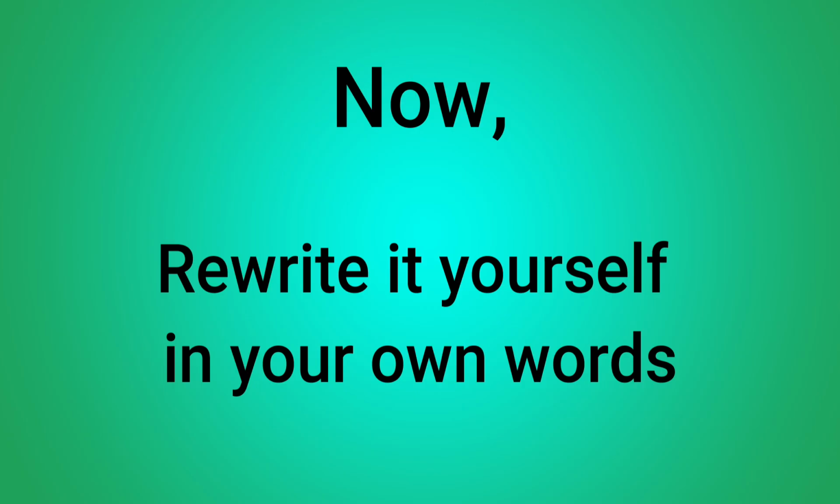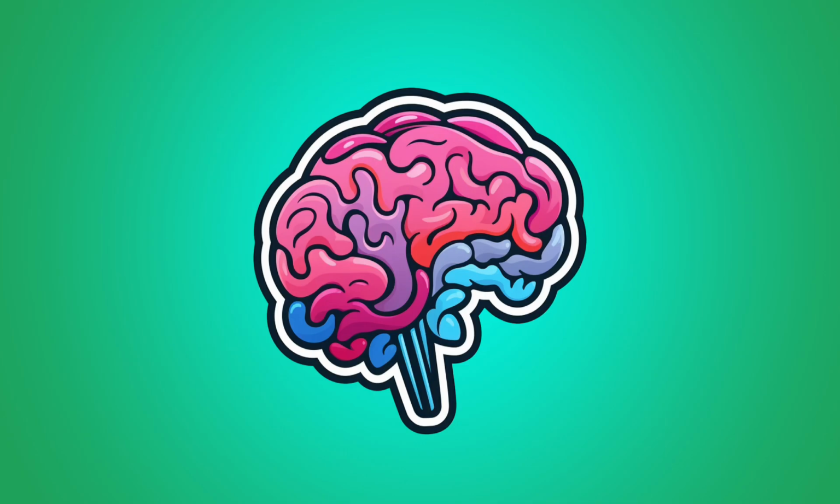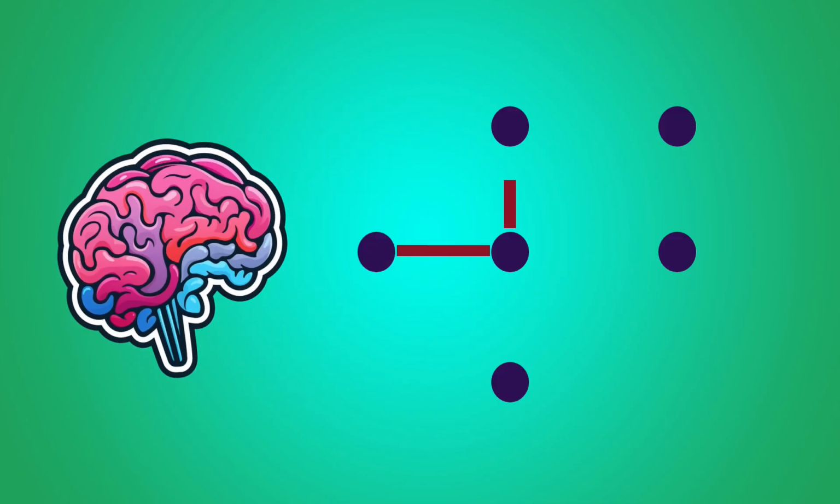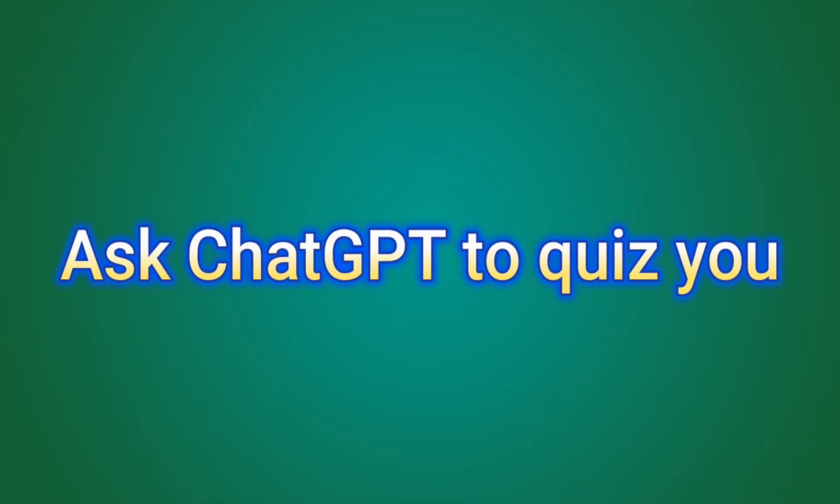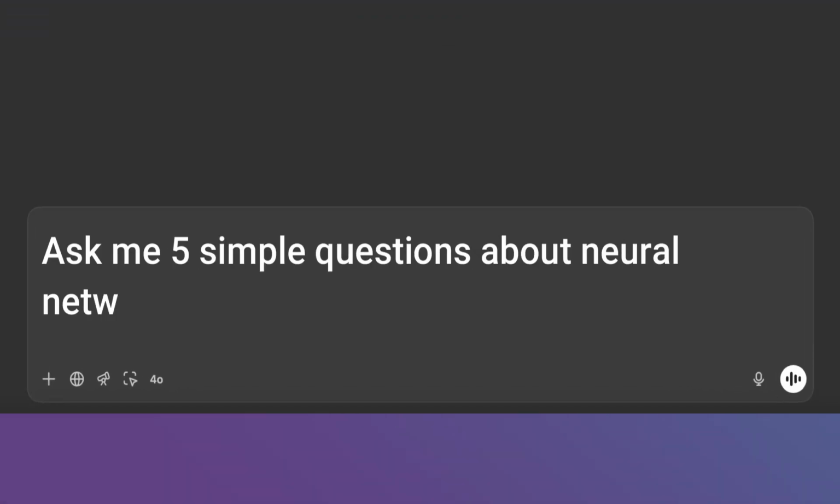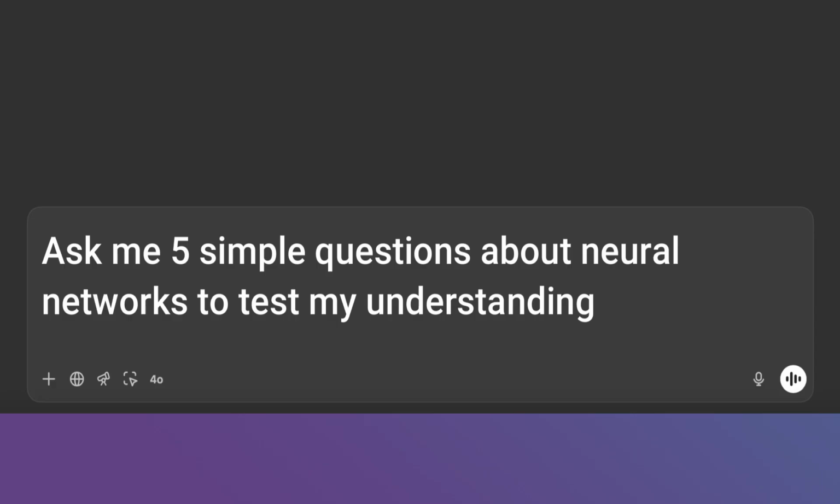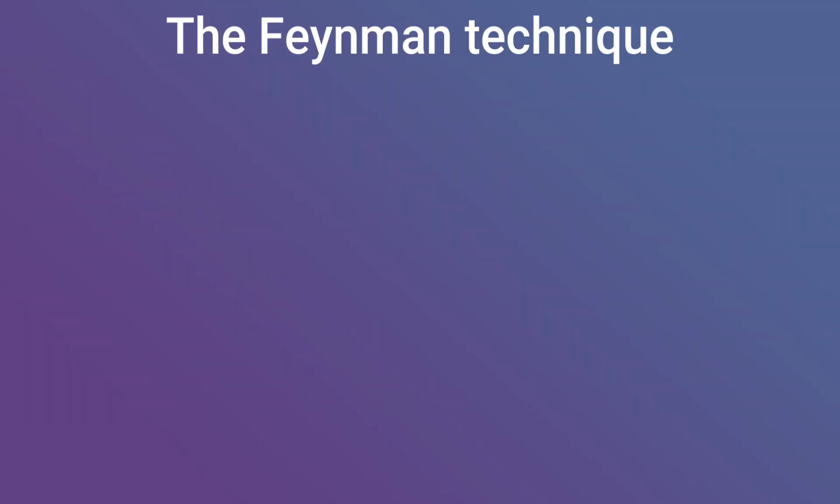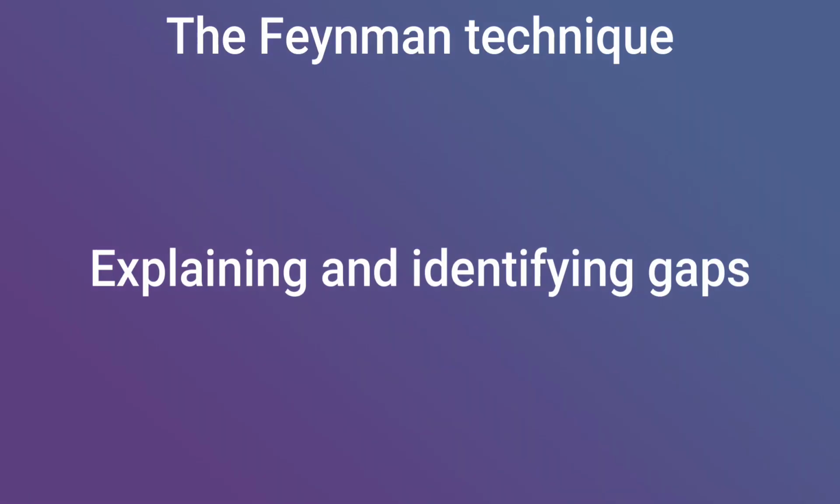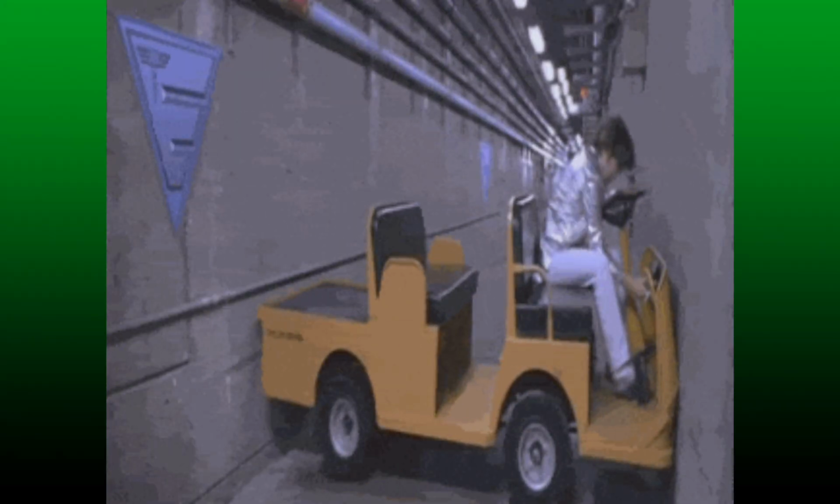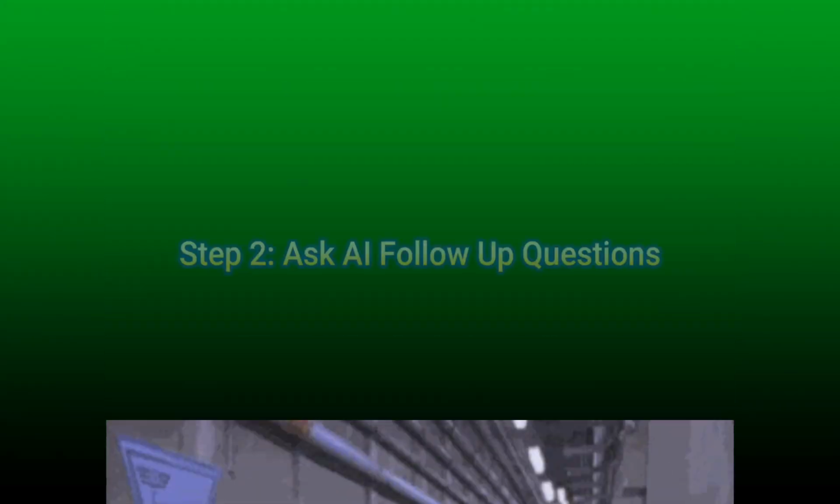Now, take that simple version and rewrite it yourself in your own words. This forces your brain to connect ideas in your own way rather than just copying. Then you can ask ChatGPT to quiz you: "Ask me 5 simple questions about neural networks to test my understanding." This is part of the Feynman technique, explaining and identifying gaps. When you get stuck, that's a knowledge gap and a chance to improve.